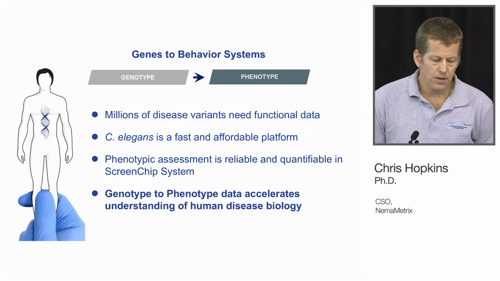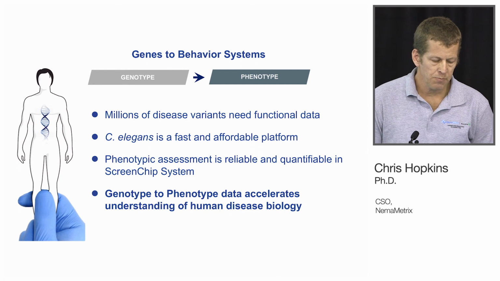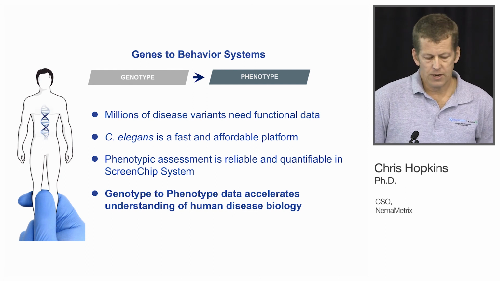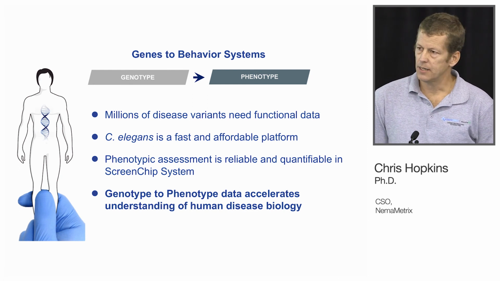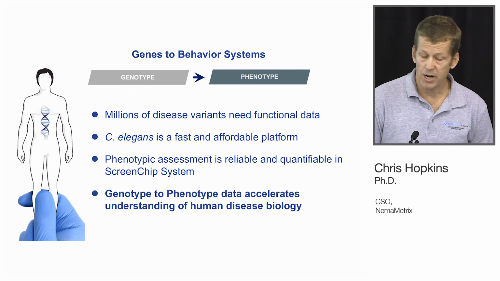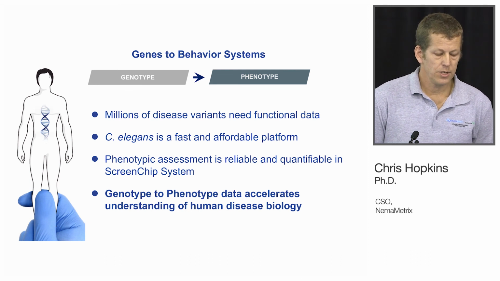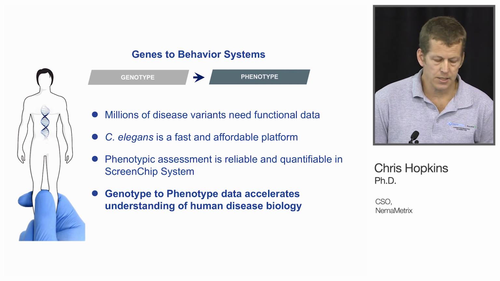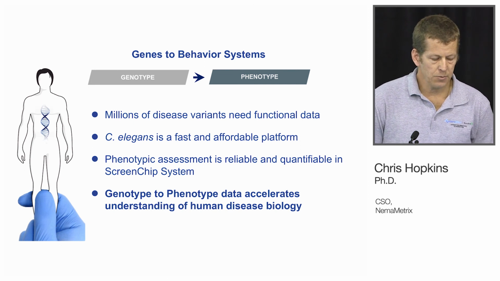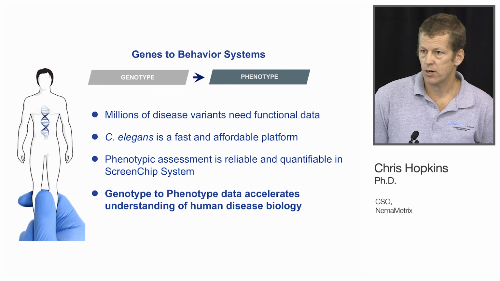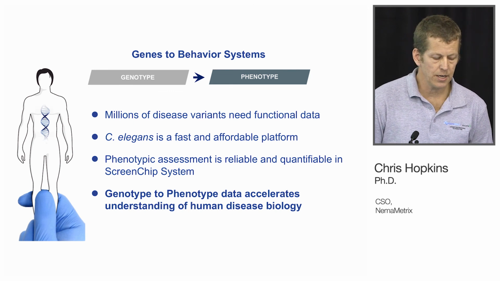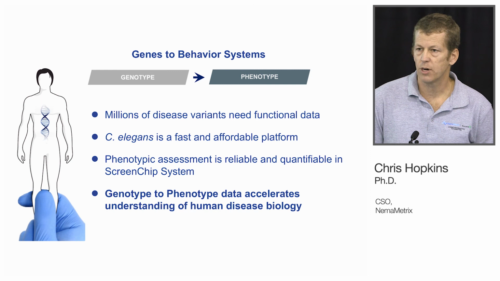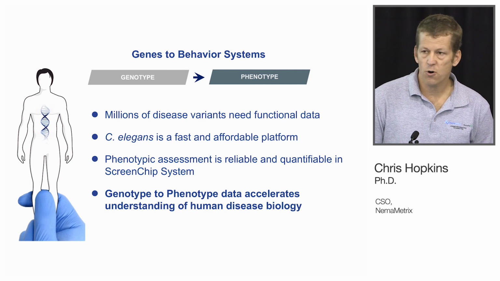To summarize, in our genes to behavior system, we have developed functional assays to aid us in understanding variant biology. We do this in a whole animal model context. Because we need millions of animal models to model the variant space, we choose to use C. elegans, where it's very fast and affordable to knock in human mutations.